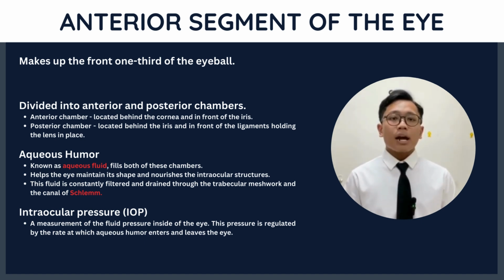Intraocular pressure, or IOP, is a measurement of the fluid pressure inside the eye, and this pressure is regulated by the rate at which aqueous humor enters and leaves the eye.